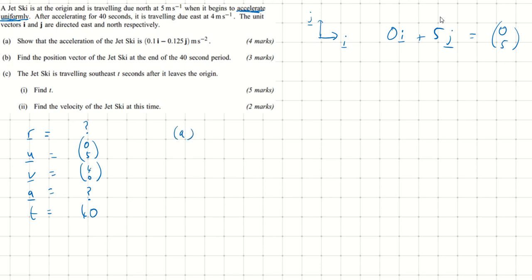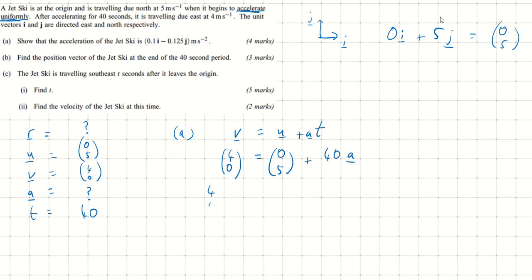Okay, so let's look at question part A. We need to work out the acceleration. We don't know r, so we need an equation that doesn't involve r. The equation to use is v equals u plus at. Let's just fill in the values. V is 4, 0 equals u, 0, 5, plus t is 40, so we get 40a.